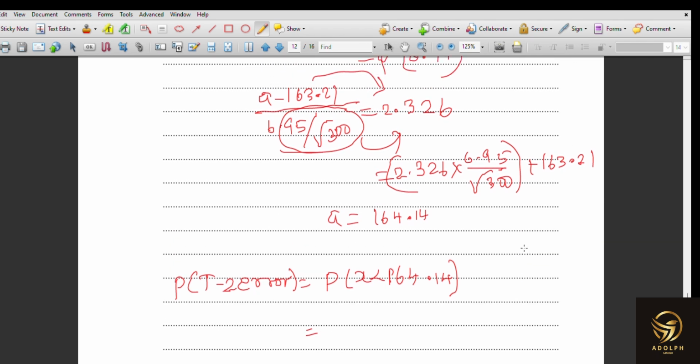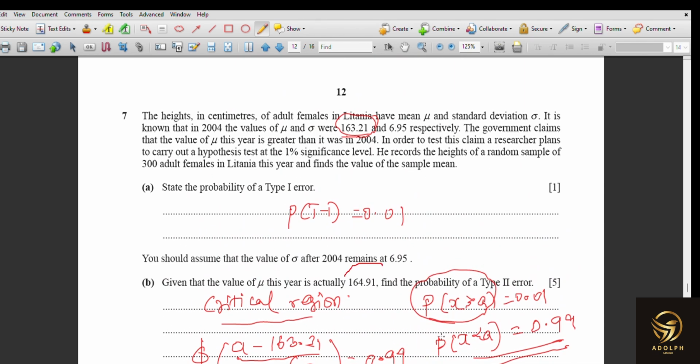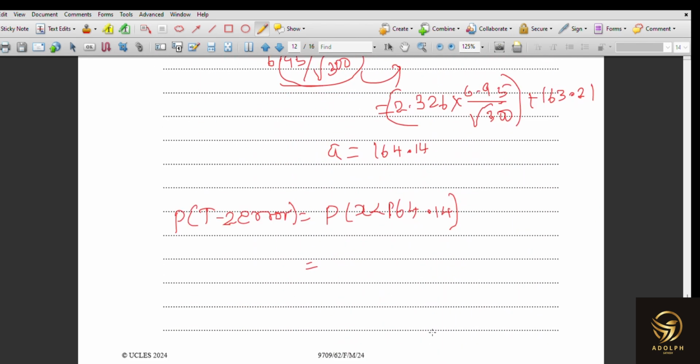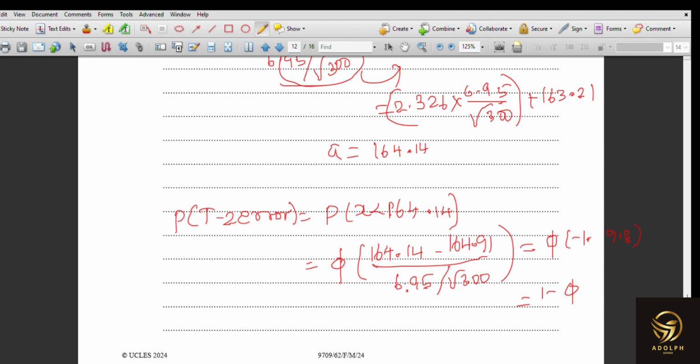When we are doing this, we are supposed to use the actual mean which is given. That we have to apply only when we are finding the probability. So it is normal, so simply 164.14 minus 164.91 divided by 6.95 divided by root of the same 300 samples. If I'm doing this, I'm getting the value as pi of negative 1.918. This is giving me, actually I should do 1 minus pi of positive 1.918, and the answer I'm getting is 0.0276.